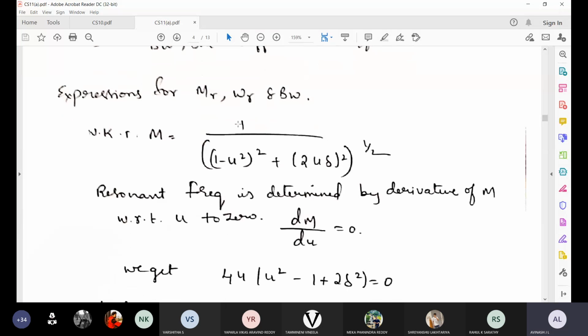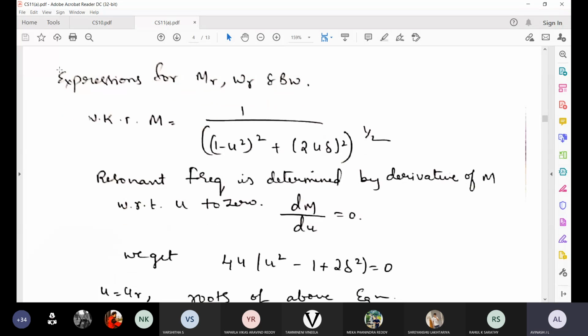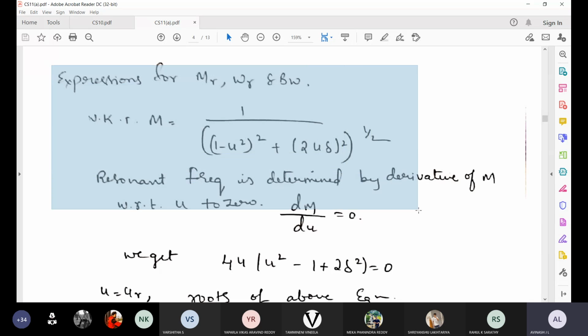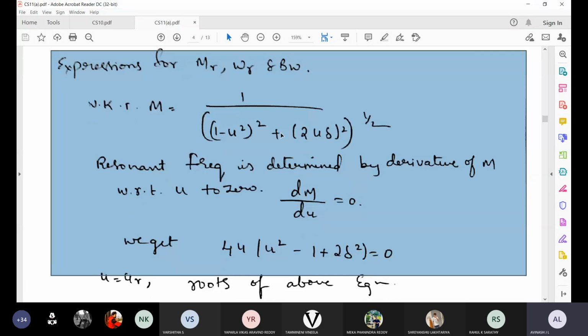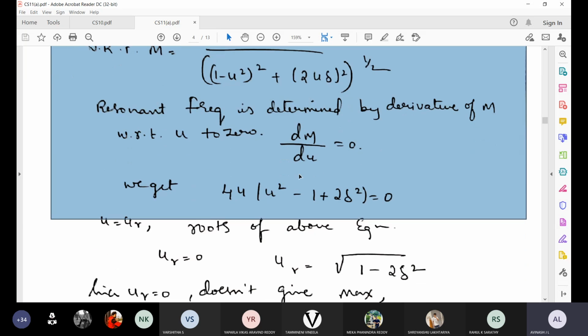Here, for the expressions for ω_r, M_R and bandwidth, what equation will you get? We know that M is already given. The resonant frequency is determined by setting the derivative of M with respect to u equal to 0. When you do this, we get 4u(u² − 1 + 2δ²) = 0.